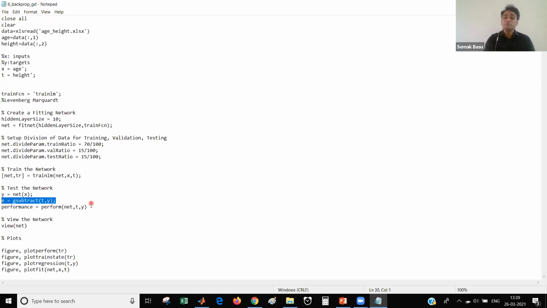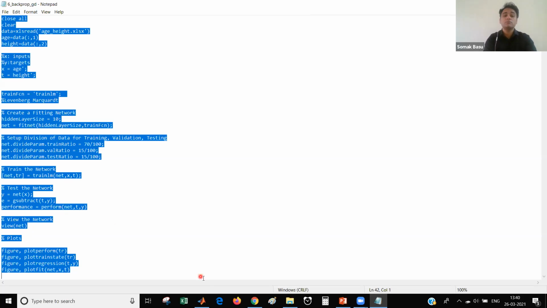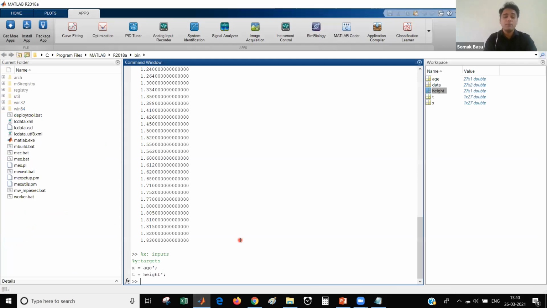Then we'll have the performance function. The performance is generally based on the mean square error. We'll try to find out the mean square error, and view network will show the network, and we'll have some plots: the performance plot, the scatter plot, the regression plot, etc. Okay. So let me try to run this code for you. This is a very important example.